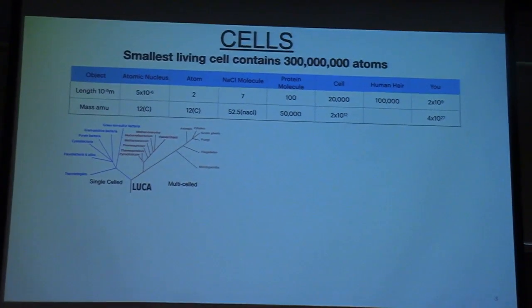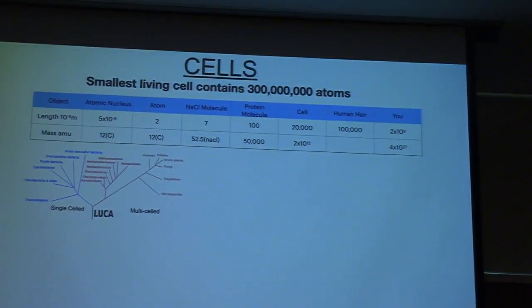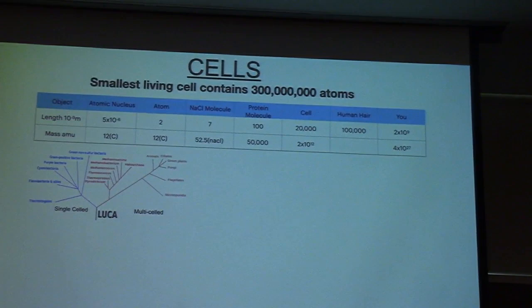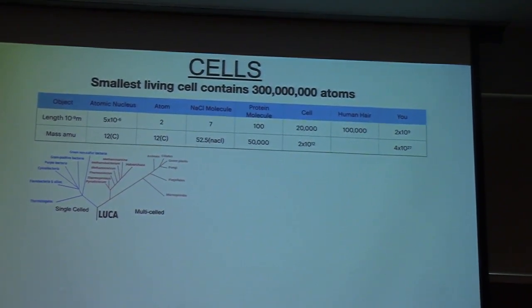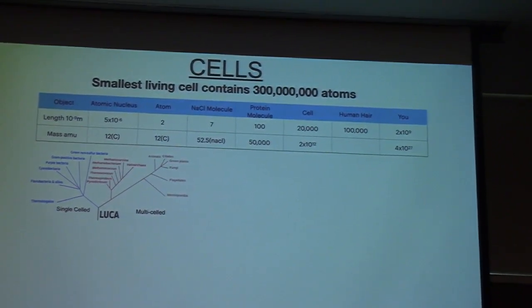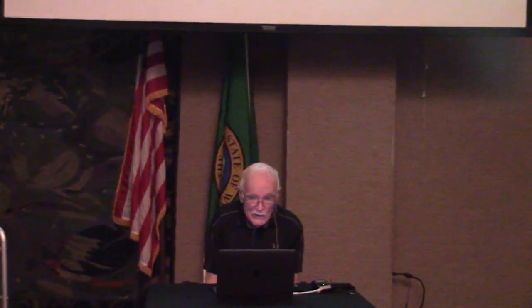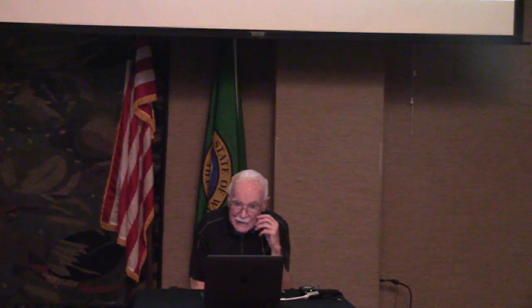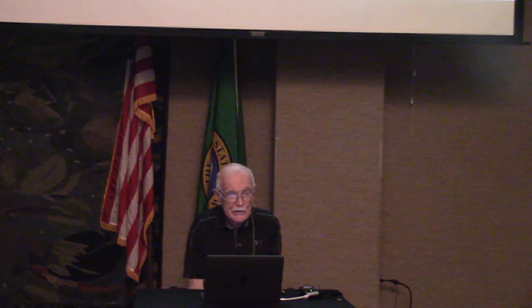So here let's try to just get some scale now for this thing we're plunging into. As I said, though, there was a little debate about it. The smallest living cell is made up of about 300 million atoms, which is really quite a large number and rather surprising on the face of it that it took so many atoms in order to make a living creature.